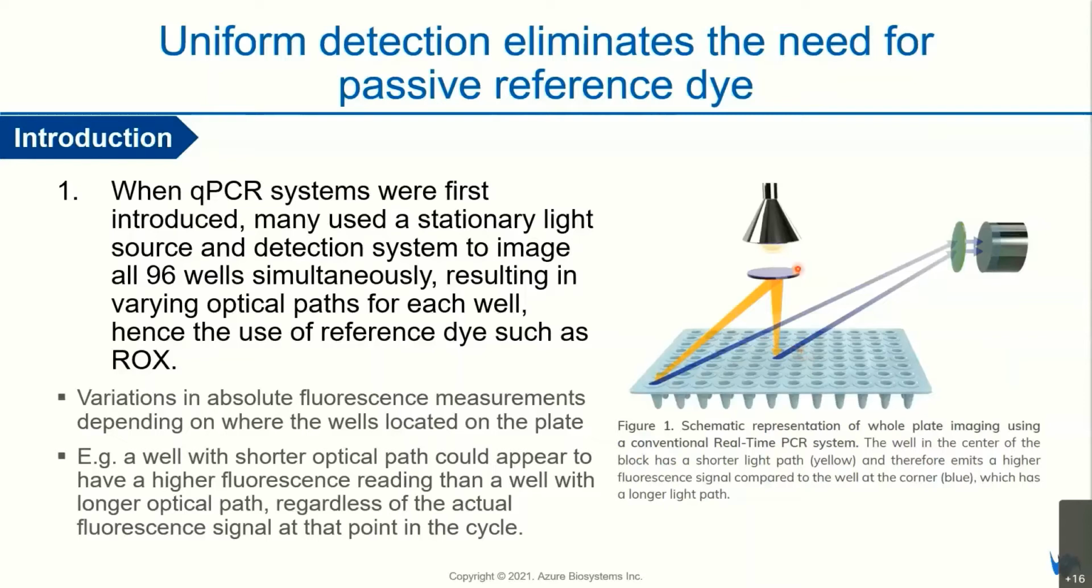So what are the disadvantages here? Because you have a different optical path. This is the camera detector on the side. Each well has a different optical path due to the location of the wells across the 96-well plate design. Thus, scientists started to use reference dyes such as ROX to normalize this varying optical path. This is in the conventional real-time PCR system.